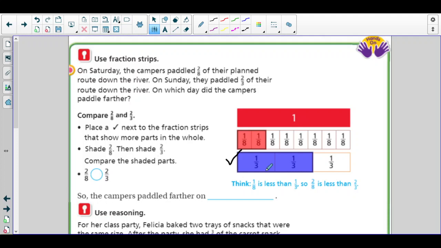All right, so we shaded the parts. We're going to compare them. And 2/3 is the bigger one there. So that means that 2/8 is less than 2/3. So the campers paddled further on Sunday.